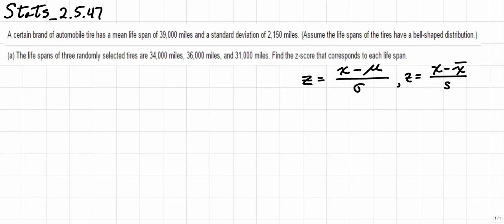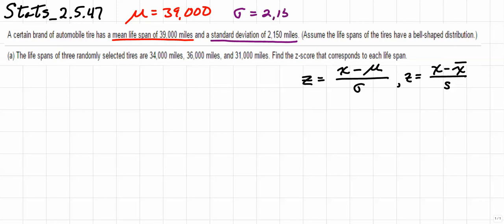Now for this problem we need to know what the mean is, and the mean is 39,000 miles. And we also need to know what the standard deviation is, and the standard deviation in this case is 2,150 miles. So we'll go ahead and find the z-scores for all 3 of these values. We'll start.